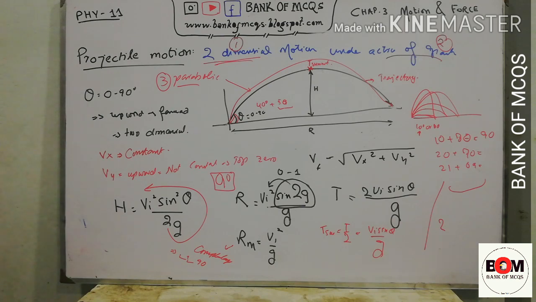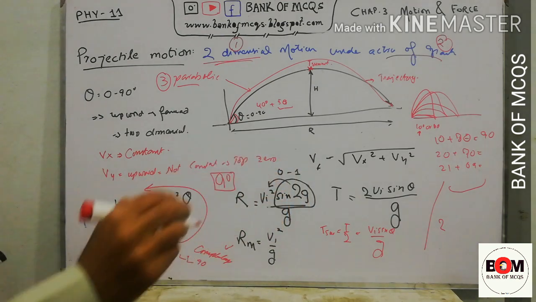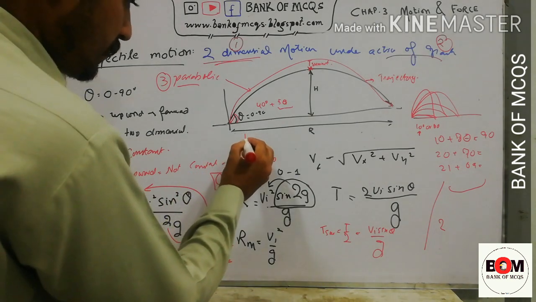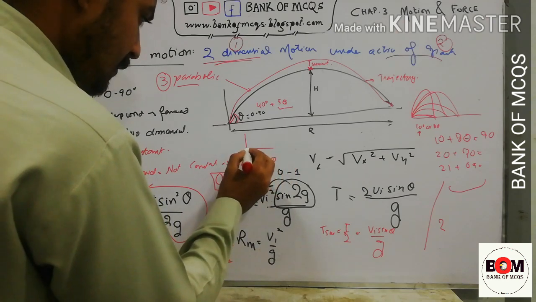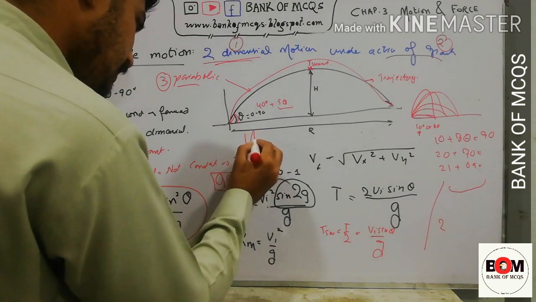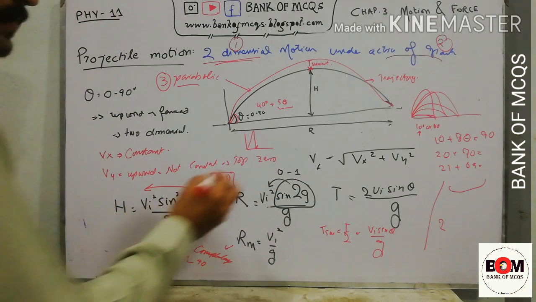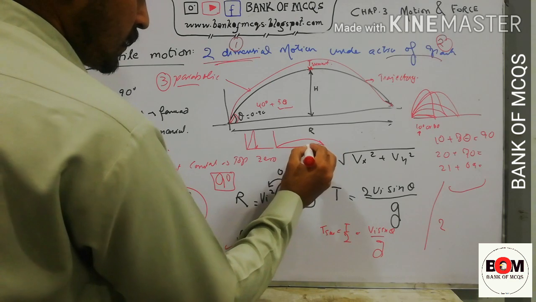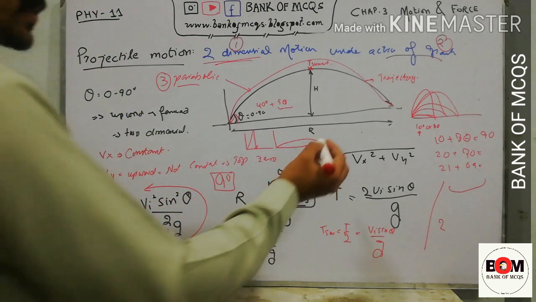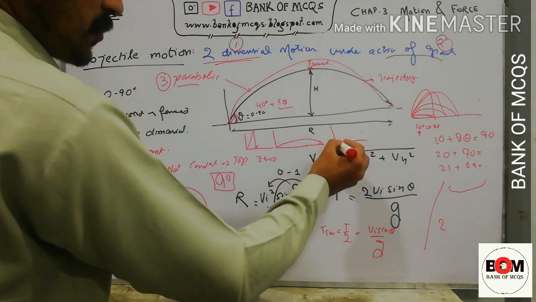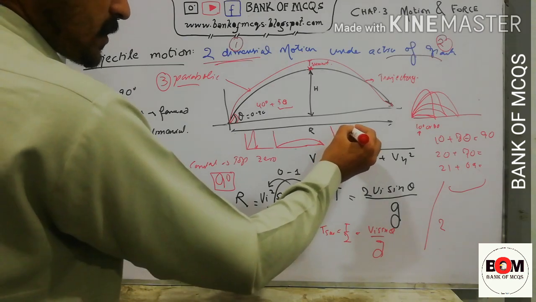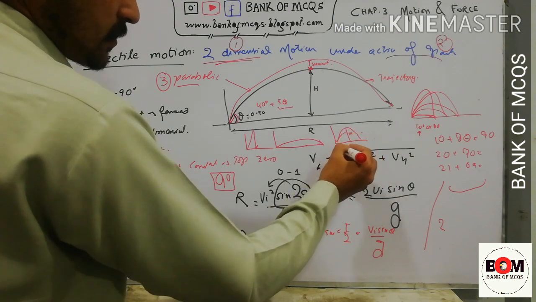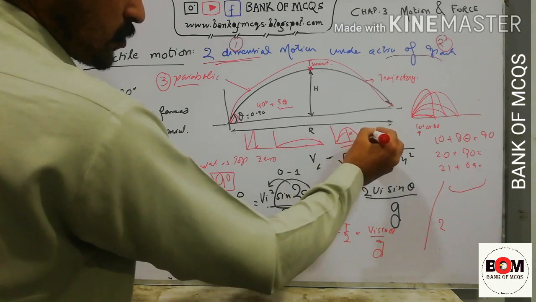Now, I would like to draw three easy diagrams. In this diagram, height is maximum and range is less. In the second diagram, range is maximum and height is less. But it is possible that height and range are the same. If we look at this, this is height and this is range, so height is equal to range.